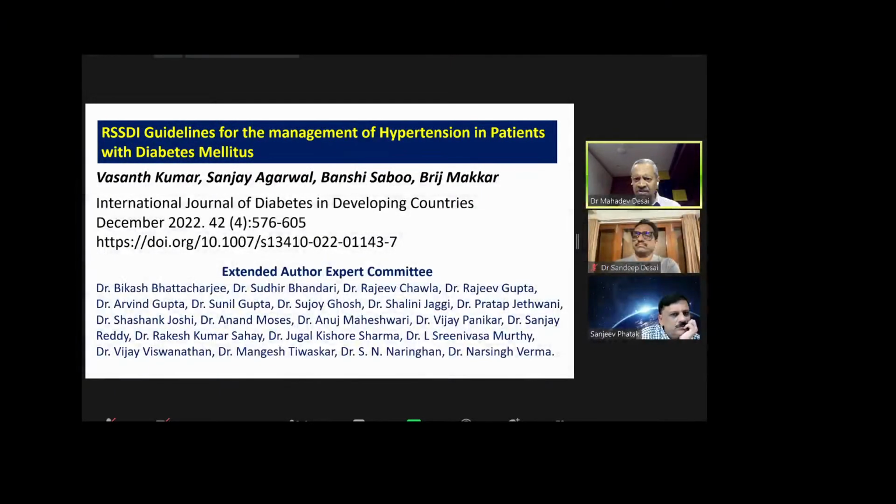in December 2022 by Dr. Vasant Kumar, Dr. Sanjay Agrawal, Dr. Vansi Sabu, Dr. Brij Makkar, and also there is an extended list of the who's who of RSSDI and India.